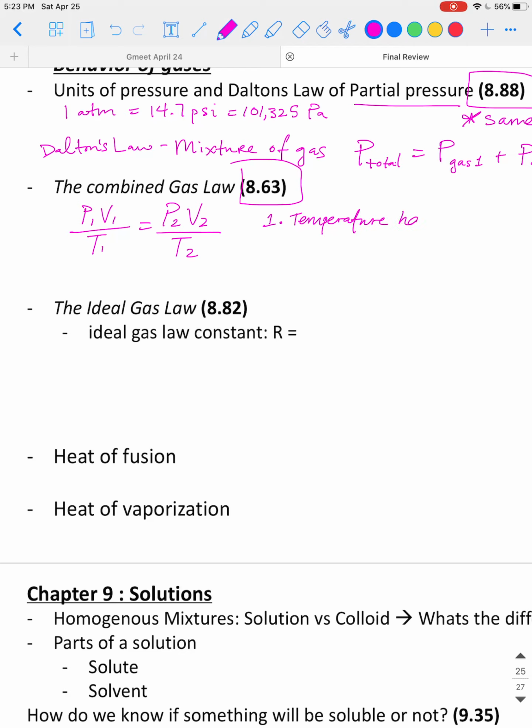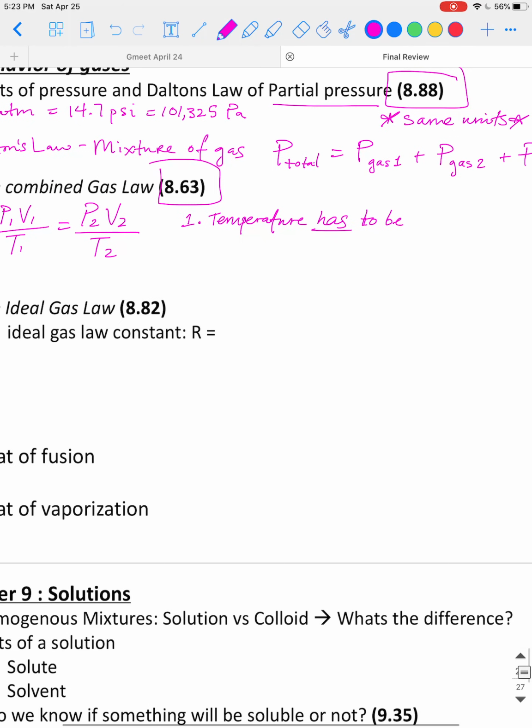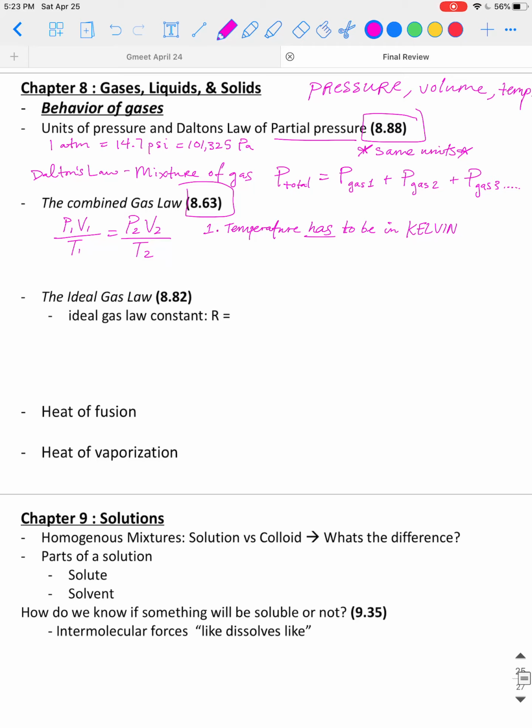Here's where people get tripped up with this. One requirement before you use this law is that your temperature has to be in Kelvin. Okay, so people will very frequently, this happened on exam 3, plug in a temperature in Celsius. Convert it to Kelvin first.